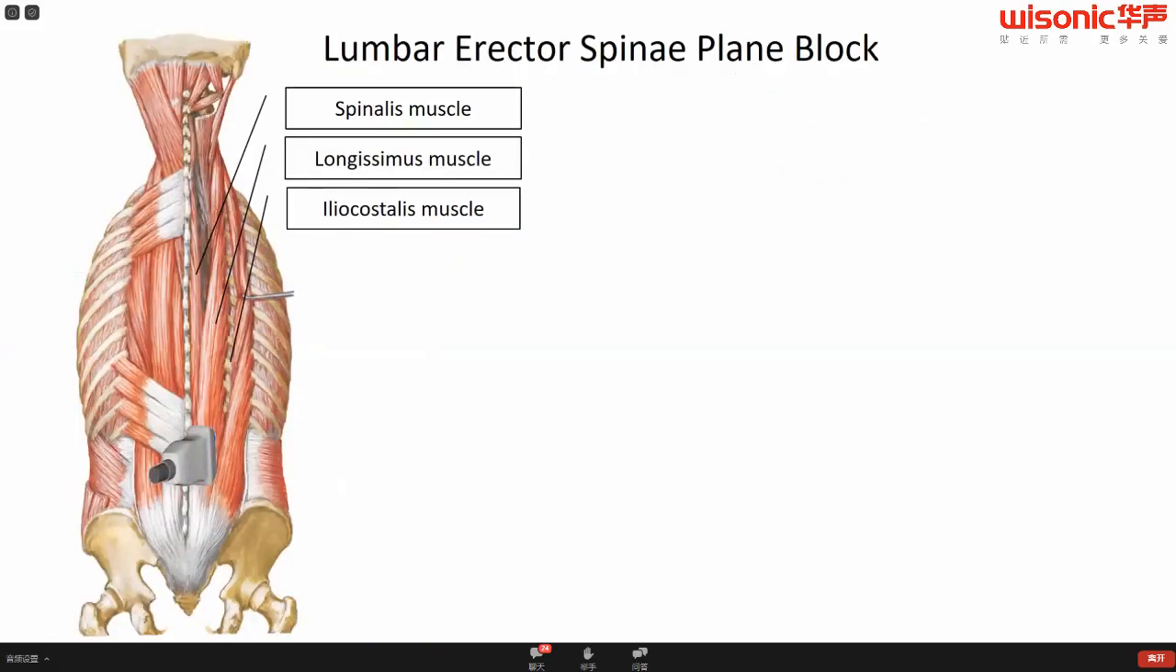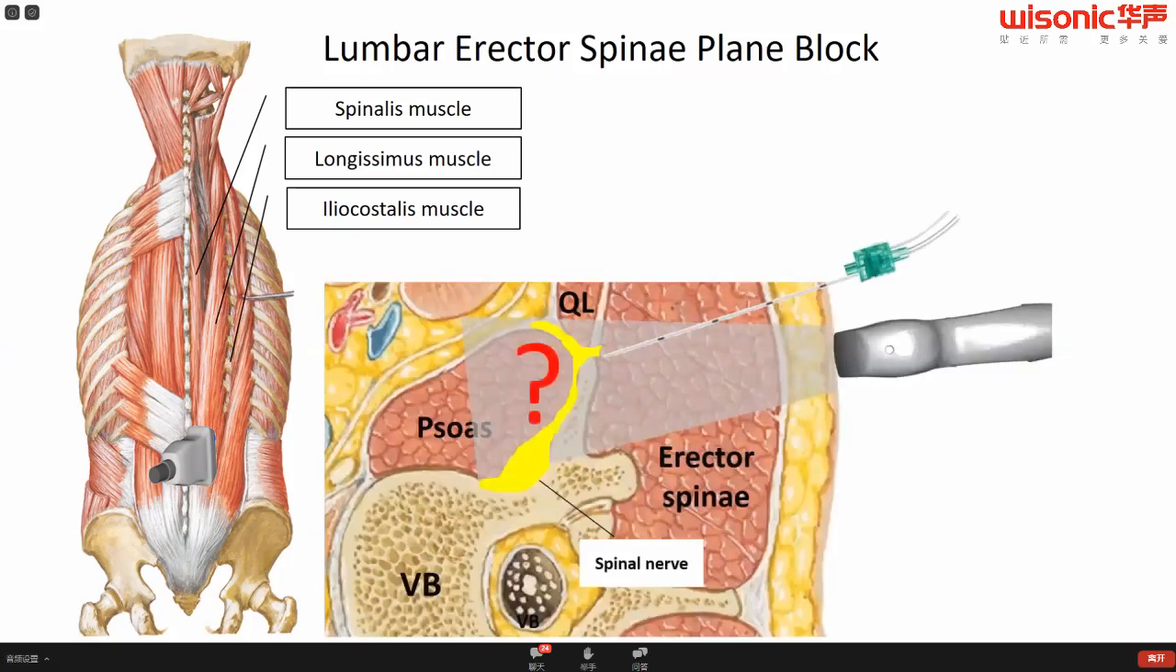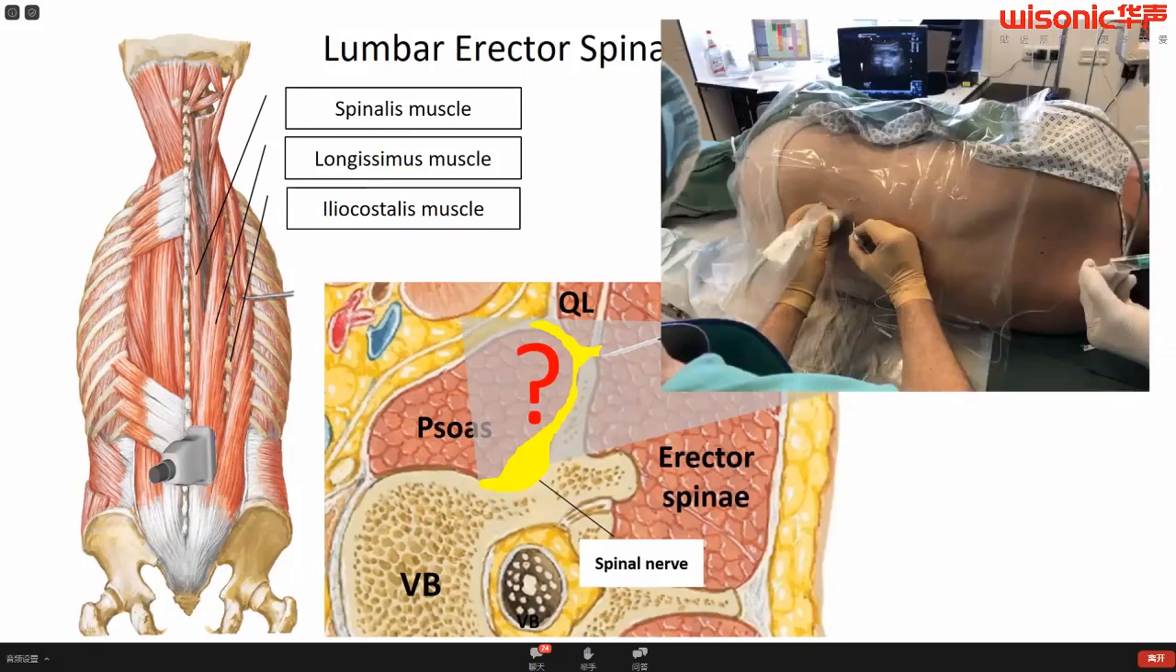Erector spinae plane block can also be done in the lumbar area. For this area, you need a convex probe because it's a deeper block. You advance the needle to the transverse process and you inject your local anesthetics to block the lumbar nerves of the lumbar plexus.